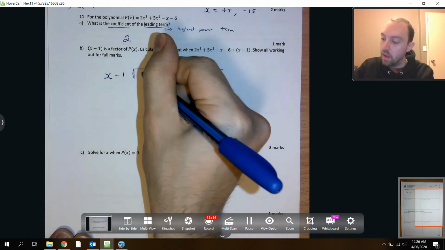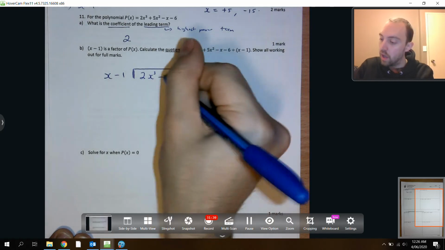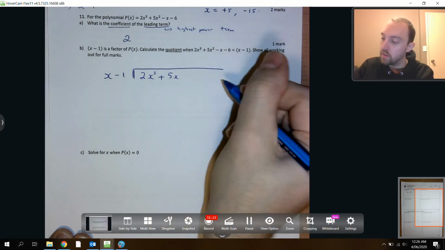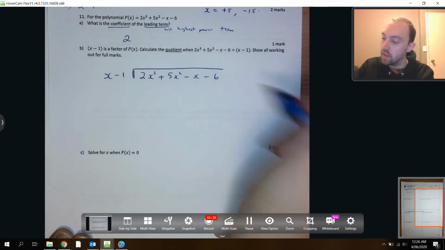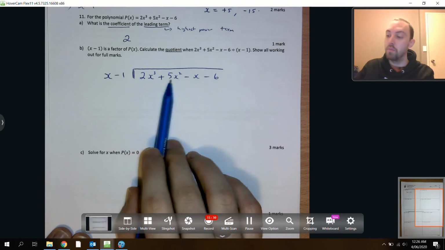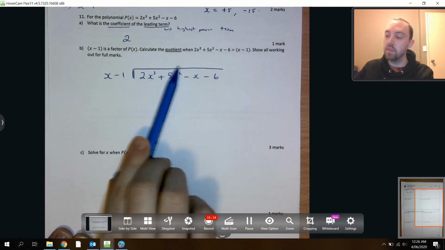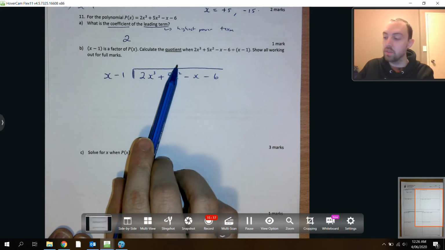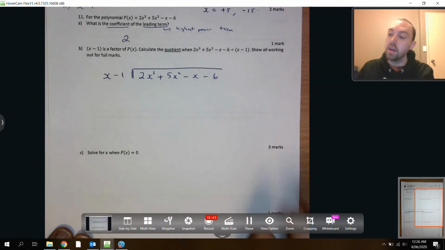is, we're dividing 2x cubed add 5x squared take x take 6. You don't want to miss any terms once we're setting up this long division. So if there's no x squared term, you put 0x squared in there. Otherwise, you're going to mix your terms up and you're going to make a mistake. Alright.